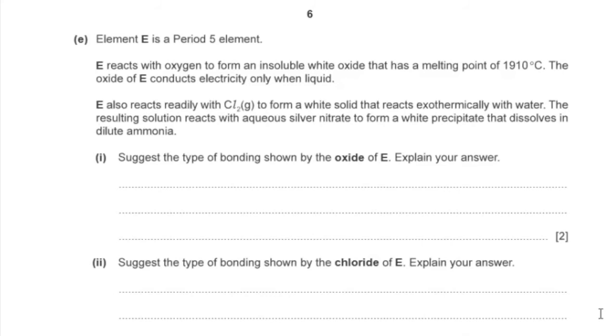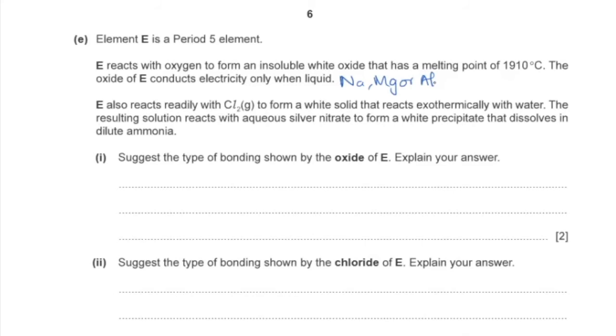Therefore, we can say that E forms a metal oxide, and it could be either sodium oxide or magnesium oxide or aluminium oxide. And these are the only oxides from period 3 that can conduct electricity when they're in their molten state. And they also share this property that they have high melting point. So we can say that element E forms a metallic oxide. So it could be either sodium, magnesium, or aluminium. E also reacts readily with chlorine gas to form a white solid that reacts exothermically with water.